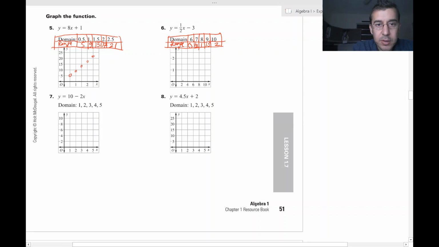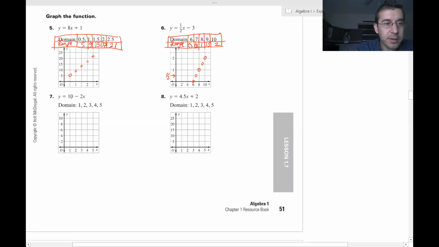Let's draw them. The first one is 6 and 0, right there. Next one is 7 and 1/2, which is going to be right there because this is 1/2. Next one, 8 and 1, is right there. 9 and 1.5 is right there. 10 and 2 is right there.